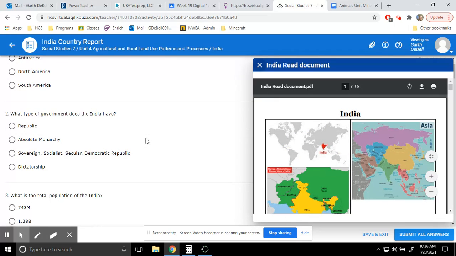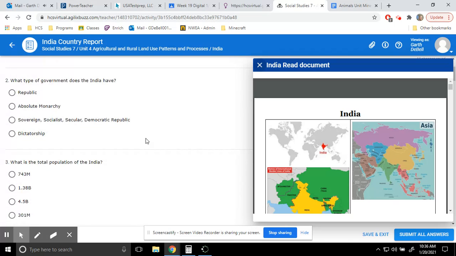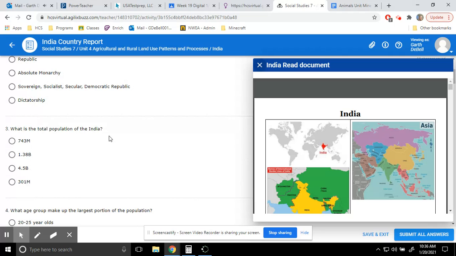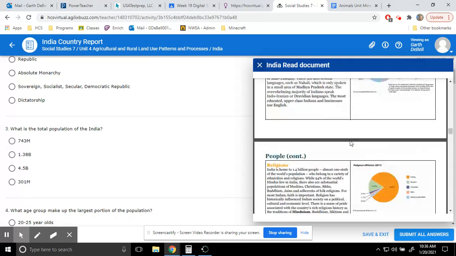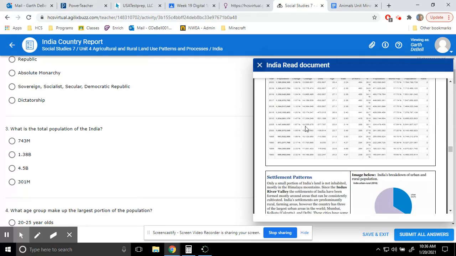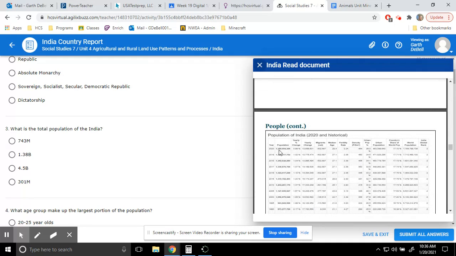What type of government does India have? That would be found in the government section. So scroll down to the government section. What is the total population of India? That is in the population chart. There's a lot of information in the chart. It's real easy to find. You can just scroll down real quick. There you go. Population chart, right? So you're just looking for this number here. And you can abbreviate it. You don't have to put the exact number in, obviously.